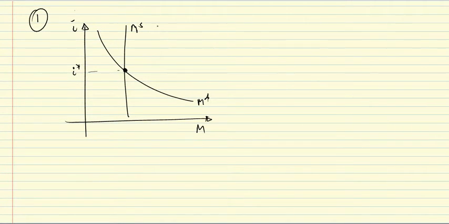So in order to reduce the interest rate, let me actually use a different color. In order to reduce the interest rate, it's easy to see here that the central bank would have to increase the money supply. So with this rightward shift of the money supply curve, we're getting a decrease of the interest rate. So if the monetary authorities want I star 2 to prevail, they have to increase the money supply. How do they do that? That is what I'd like to talk about a little bit more.